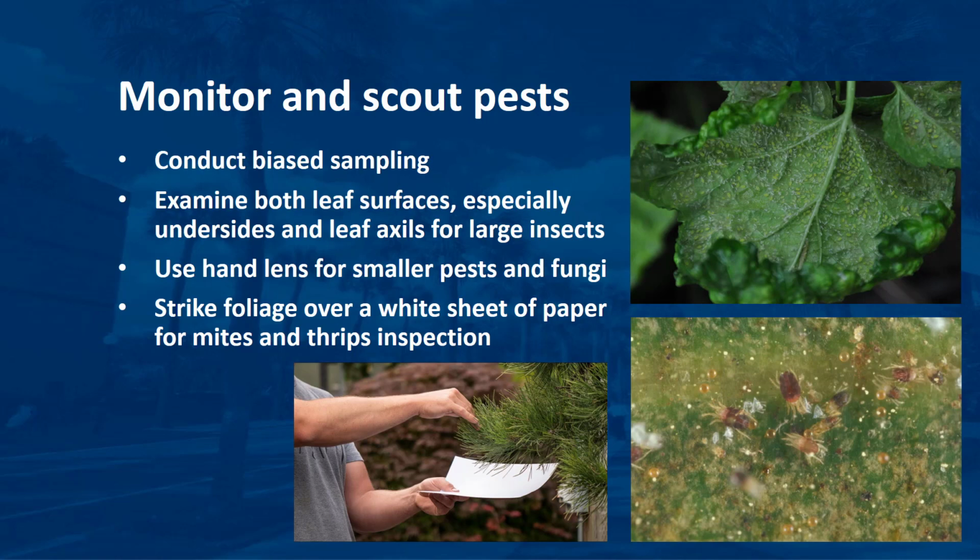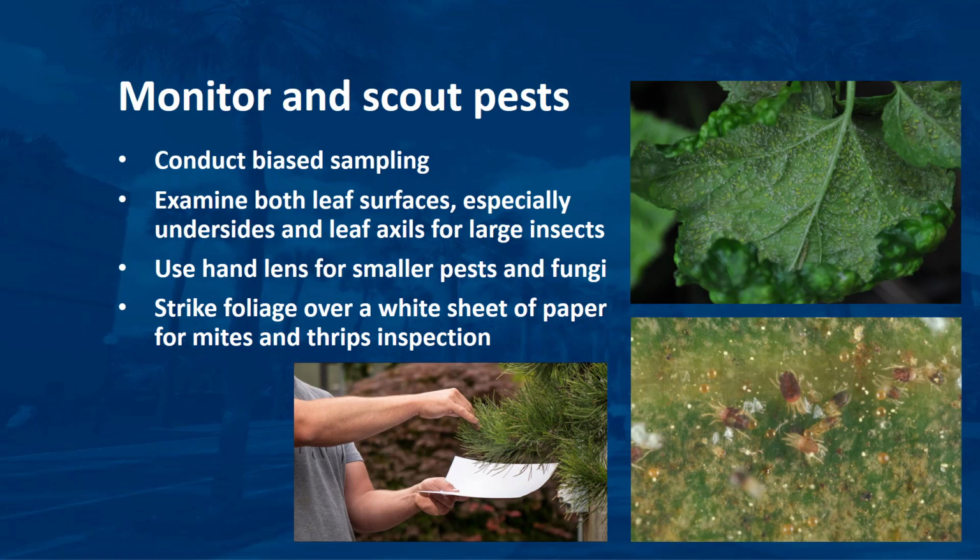Examine foliage for signs of trouble, checking both new and old growth, but predominantly the new growth. Examine both leaf surfaces, especially the undersides, and also the leaf axils for large insects and symptoms of foliar nematodes and diseases. Use a hand lens to facilitate observation of the smaller pests such as mites and thrips, or the reproductive signs of fungal pathogens.